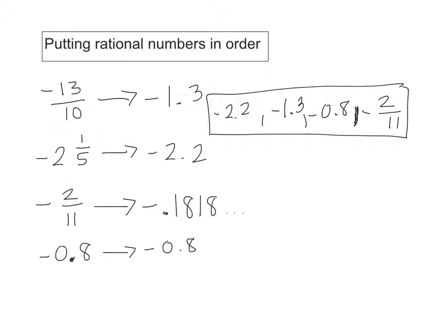I could have started from the left by going with the number that is the farthest from 0, or the least, and then gone to greatest, but I ended up going from greatest to least. Anyway, put your rational numbers in decimal form when you want to put them in order.